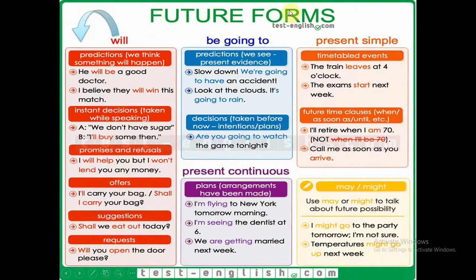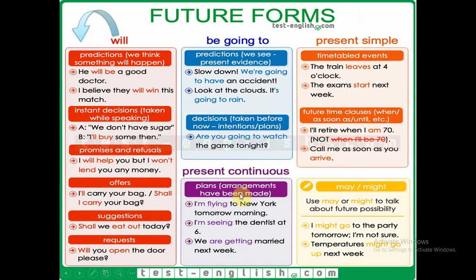And here, about the future forms, a comparison between will, be going to that we mentioned in Unit 9, the present simple and the present continuous, may and might. So you can see that all of them are different, nothing is the same. This is predictions without evidence, but be going to is predictions with evidence. Here for instant decisions, but here for decisions that you planned before. This is for promises, refusals, offers, suggestions, requests, threats, and predictions in the far future.